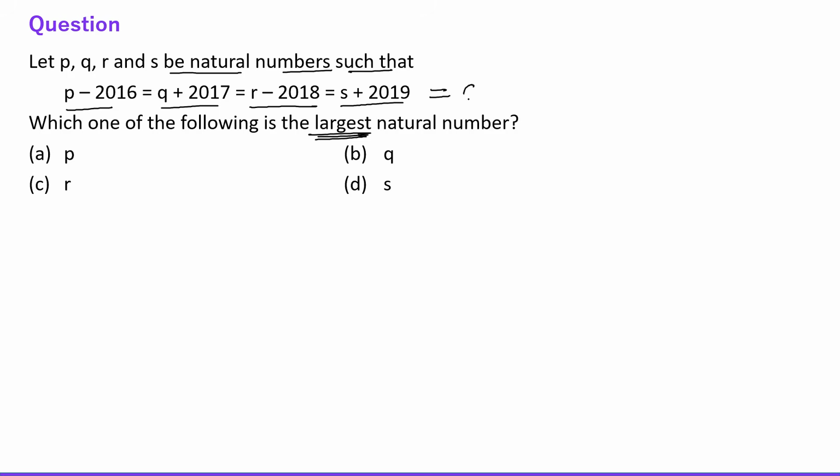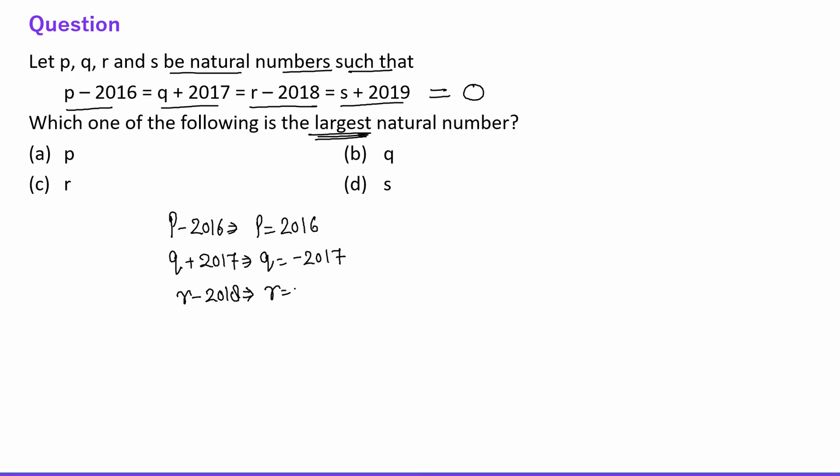So just assume this is equal to 0. All the expressions are equal to 0. So if P minus 2016 is equal to 0, this implies P is what? P is 2016. Q plus 2017 is equal to 0. This implies Q is equal to minus 2017. R minus 2018 is equal to 0. This implies R is equal to 2018 positive. S plus 2019 is equal to 0 implies what? S is equal to minus 2019.